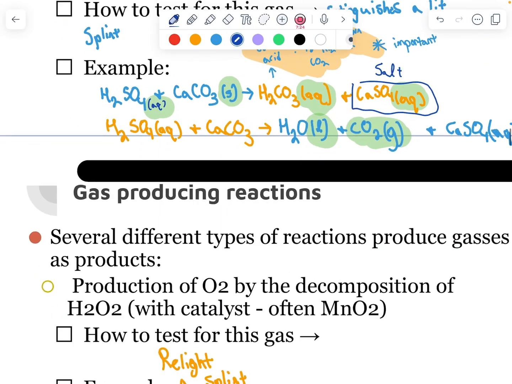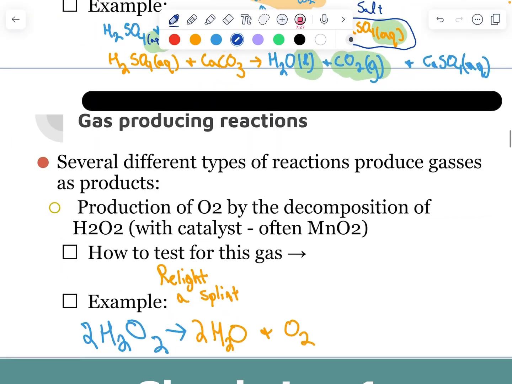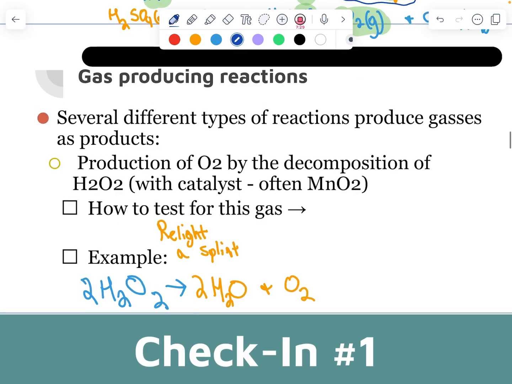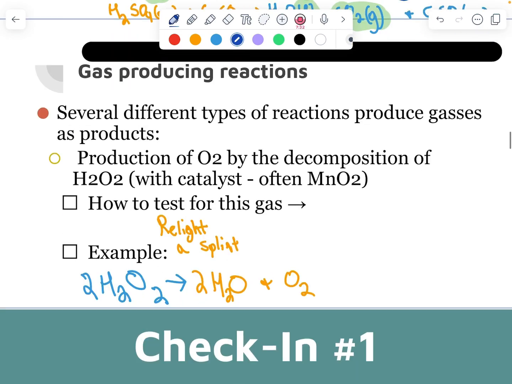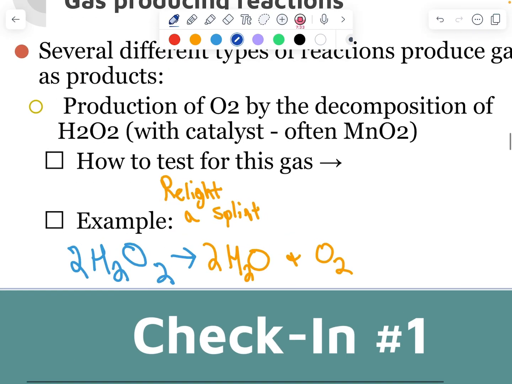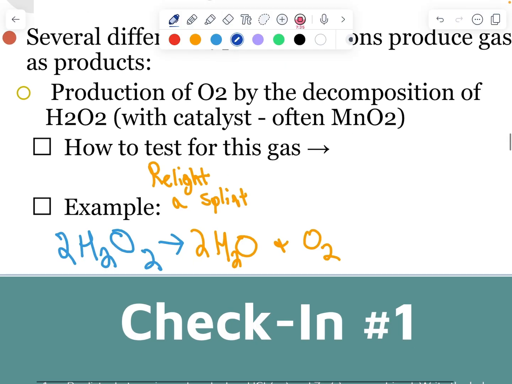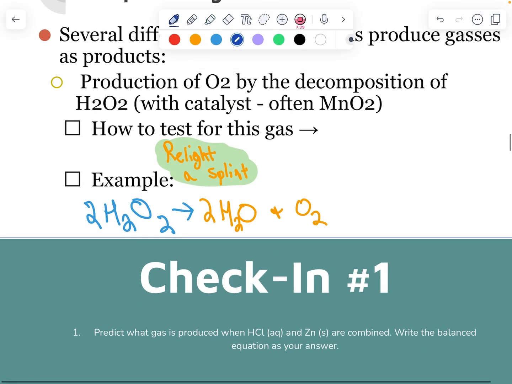So then lastly, we just have oxygen. It's the same as the other two. It's just going to relight a splint. So that's how we know that we have oxygen gas, and this is just a peroxide breaking down into water and O2. So let's look at a couple of practice problems real quick.